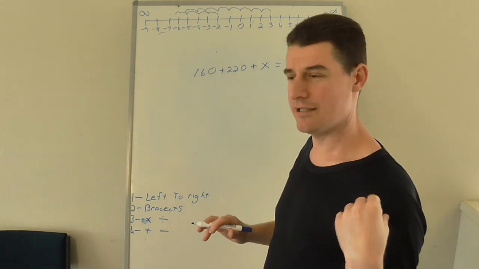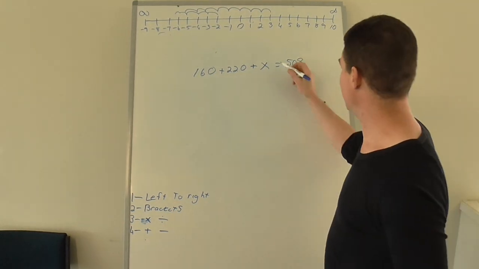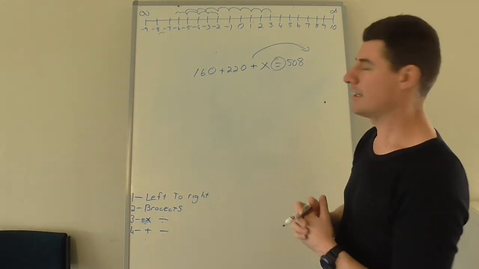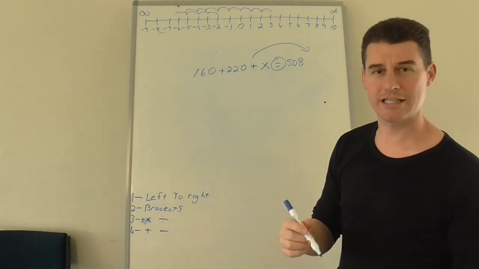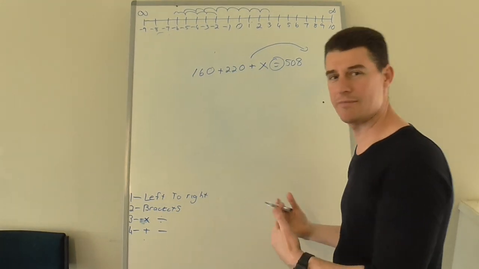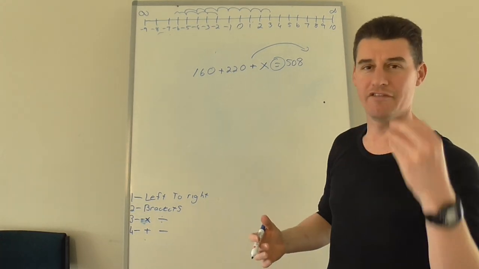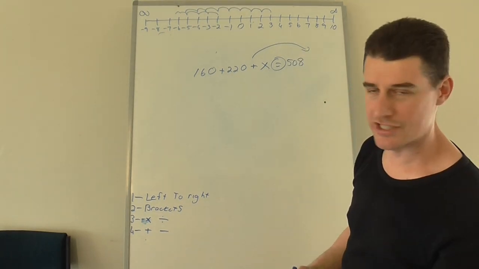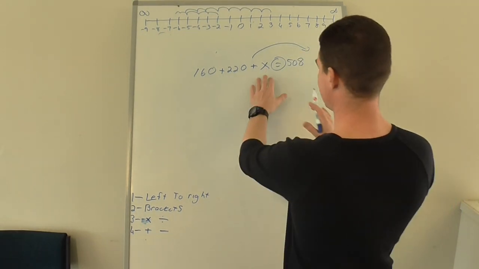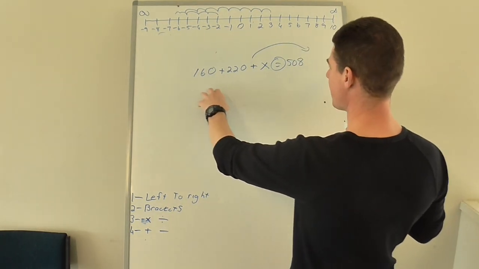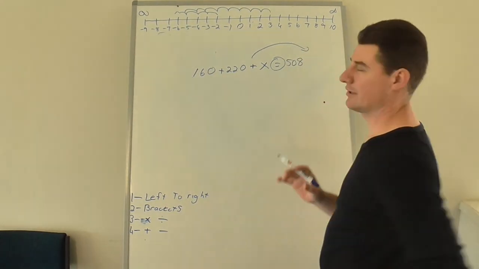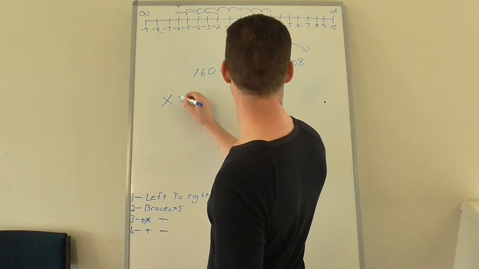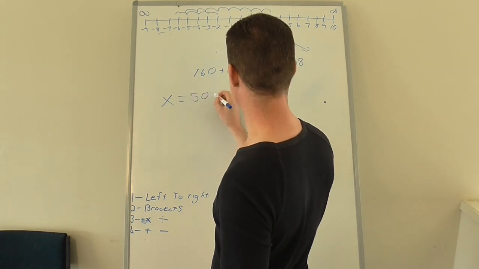So you need to get the x alone on one side. So remember what I said earlier, that when anything moves over this sign, it changes. Remember, positive is the opposite of negative. Negative is the opposite of positive. Division is the opposite of multiplication, and multiplication is the opposite of division. So you need to get the x alone on one side, and then do the calculation. So I've got x here, and the answer is 508.